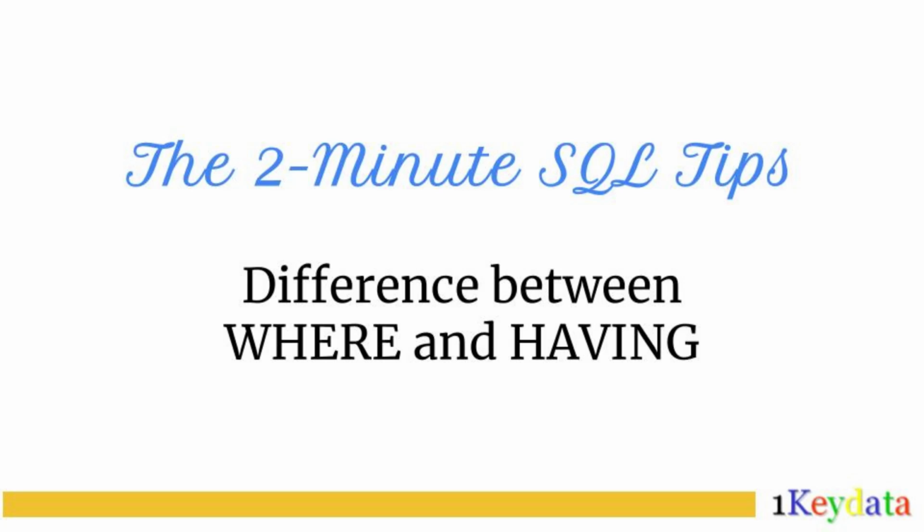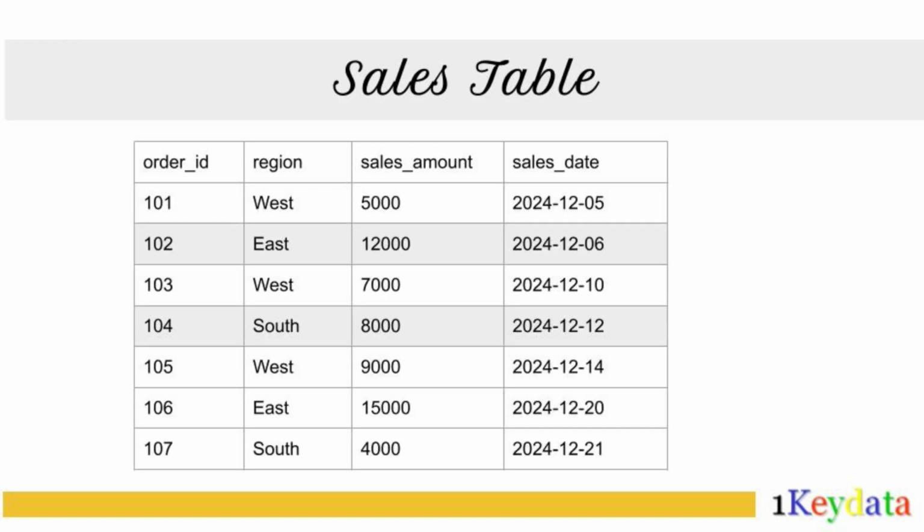Ever wondered when to use WHERE and when to use HAVING in SQL? Let's break it down in under 2 minutes. Imagine you have a sales table and you want to filter your data. Use WHERE to filter rows before any grouping happens, and HAVING to filter groups after you've used an aggregate function.